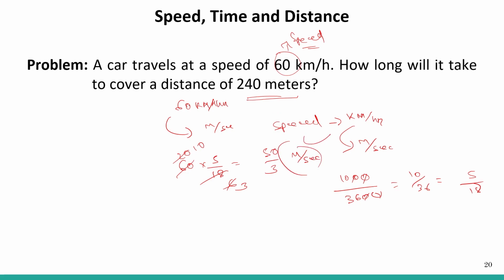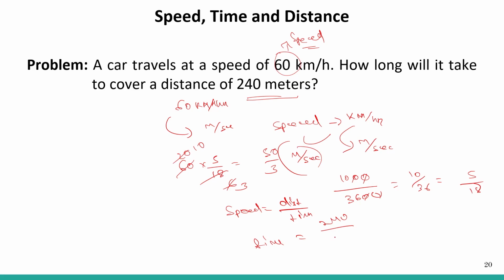Now to cover a distance of 240 meters, we know the speed distance formula, that is speed is equal to distance by time, right? So speed is equal to distance by time, where distance is 240. So 240 by time, which we don't know. So let's take time to the left hand side and speed to the right hand denominator.